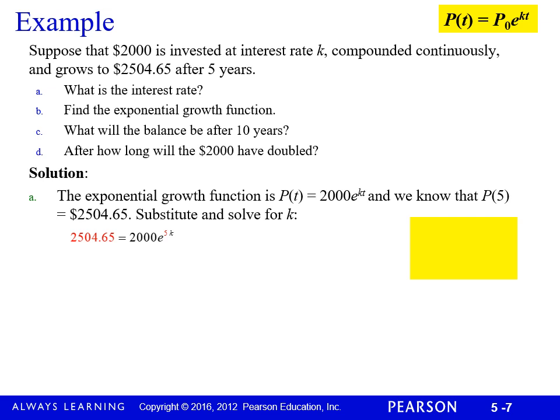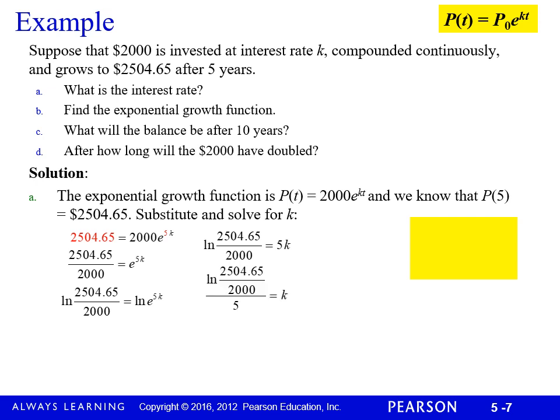Again, we have an exponential equation that we need to solve, so divide both sides by the 2,000. Take the natural log of both sides. Again, on the right side of the equation, the e and the log will cancel out since we're taking the natural log of a base e exponential. This is just going to become 5k on the right. And then dividing by 5, we find our k, which is approximately 0.045, which is actually 4.5%. Okay.